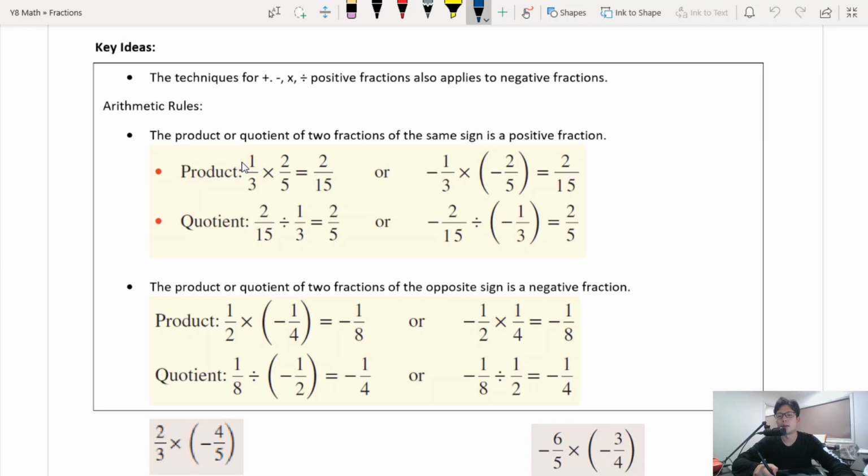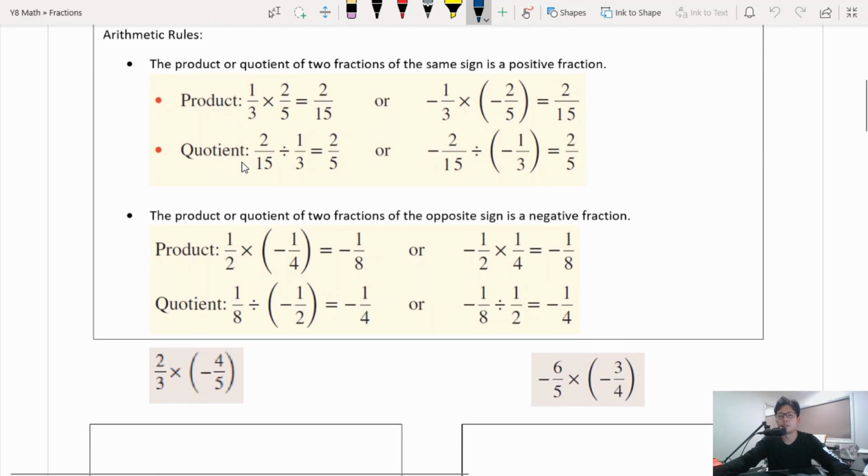In the second one here, we have two negative fractions. That also gives us a positive fraction. Same with division or a quotient. We have two positive fractions over here. That gives us a positive answer. And we have two negative fractions over here. That also gave us a positive answer.